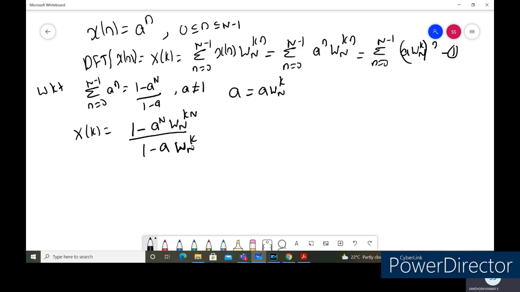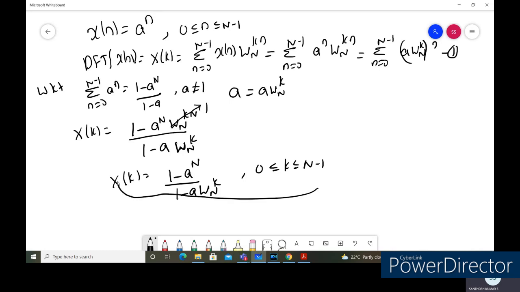Since a is a constant here, we don't know the value for this one. Even if k is equal to 0, we have a certain quantity there. So this will not become something by 0 and it will not become equal to infinity. So there is no need to worry about this case here. Now omega N to the power of N is equal to 1. So we can write the value of X of k as 1 minus a to the power of N divided by 1 minus a into omega N to the power of k, and k can take all the values from 0 to N minus 1. So these are the values of X of k for the sequence x of n equal to a to the power of n.